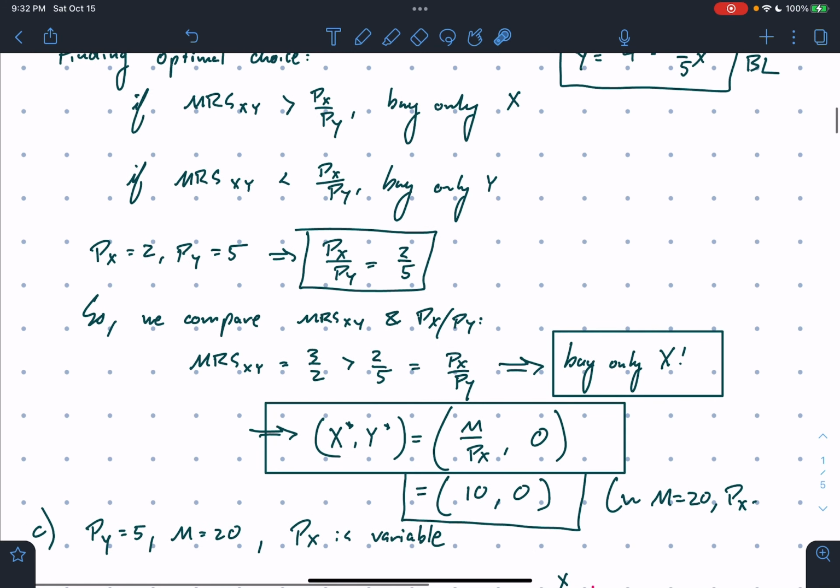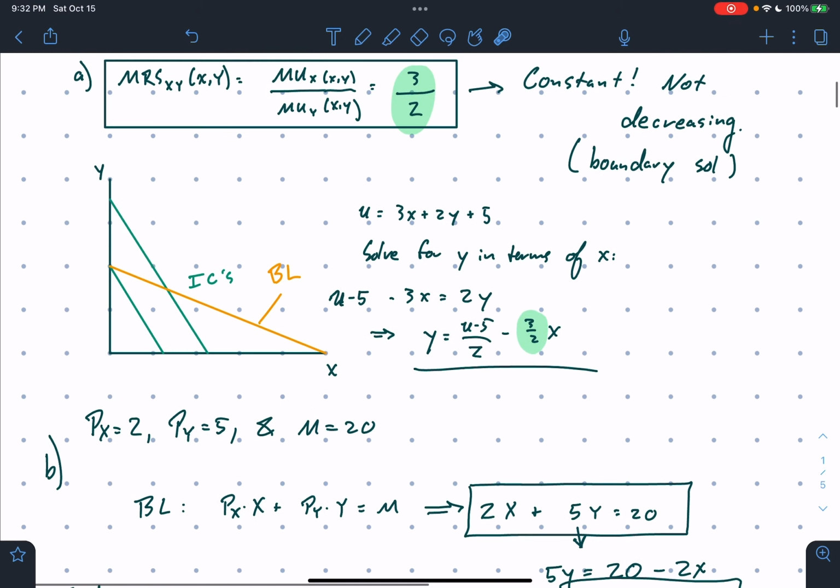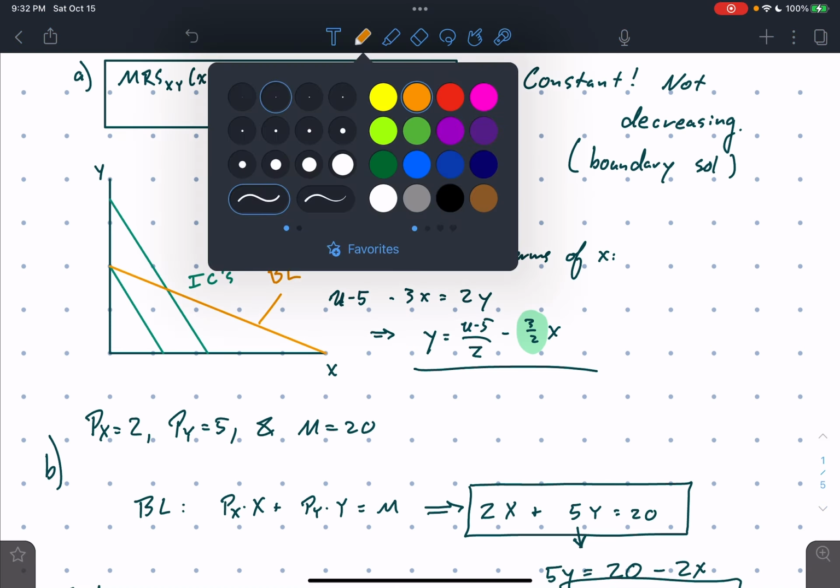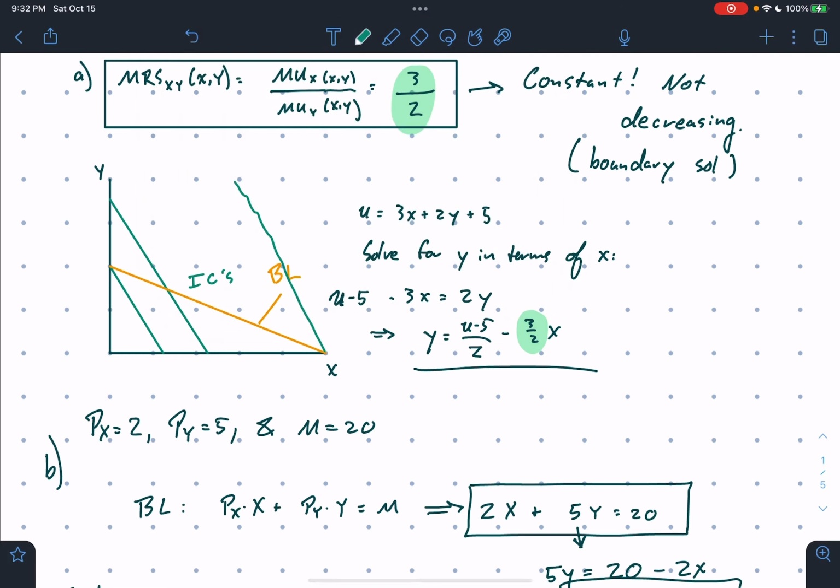Okay? So this means that our optimal consumption of x and y at these particular prices is going to be m over px for x and 0 for y. If I substitute in these values, I get 10 as the demand for x and 0 as the demand for y. So if I plot this on this graph, I will have to draw another indifference curve up here, but we can see that this is going to be the utility maximizing choice of x and y. So this one right here is our optimal demand.